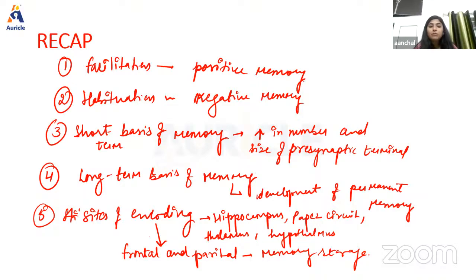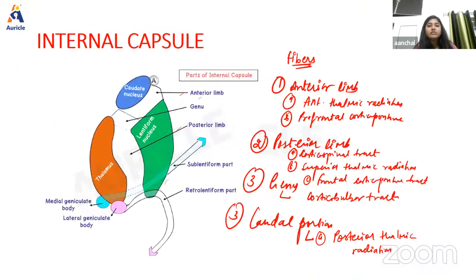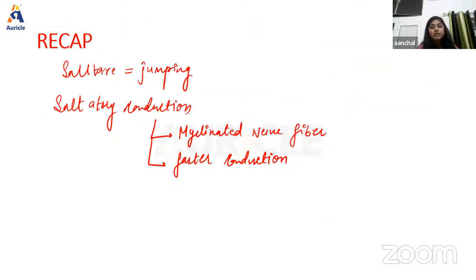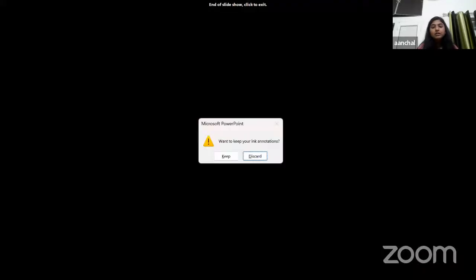So this is all about the topics that we have covered in today's class. We have covered Brown-Sequard syndrome, internal capsule, physiology of memory, slow wave sleep, the inverse stretch reflex, then Kluver-Bucy syndrome, the mechanism of conduction and saltatory conduction, and also the concept of phantom limb pain. So this is all about the CNS. So till today, meaning till the third class of CNS, we have covered all the important topics.